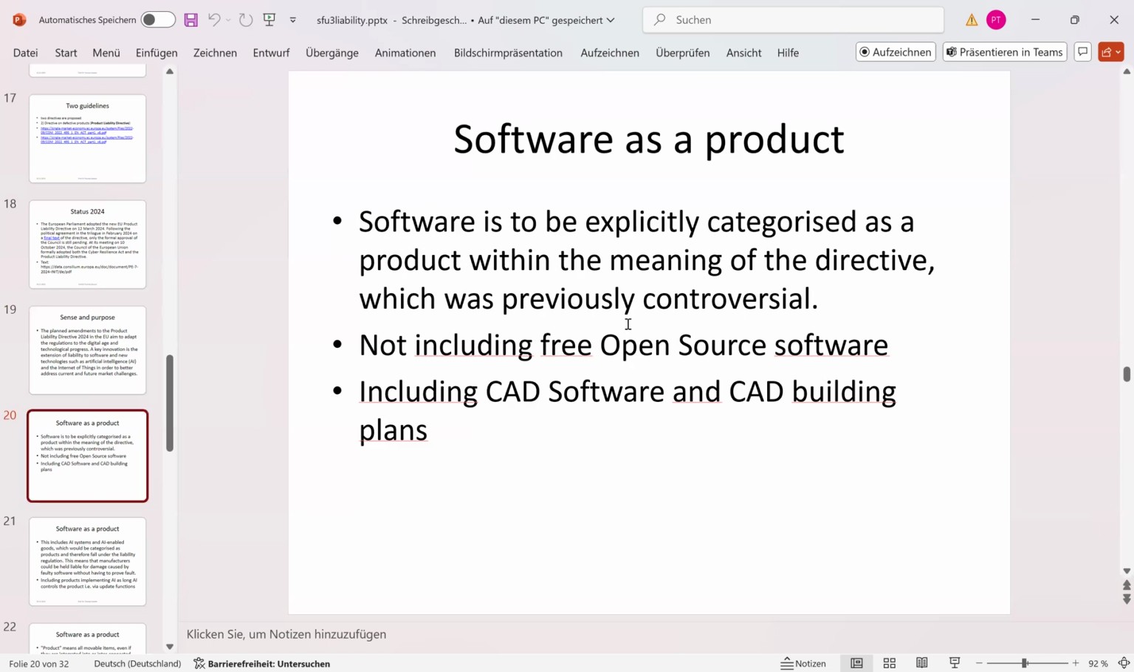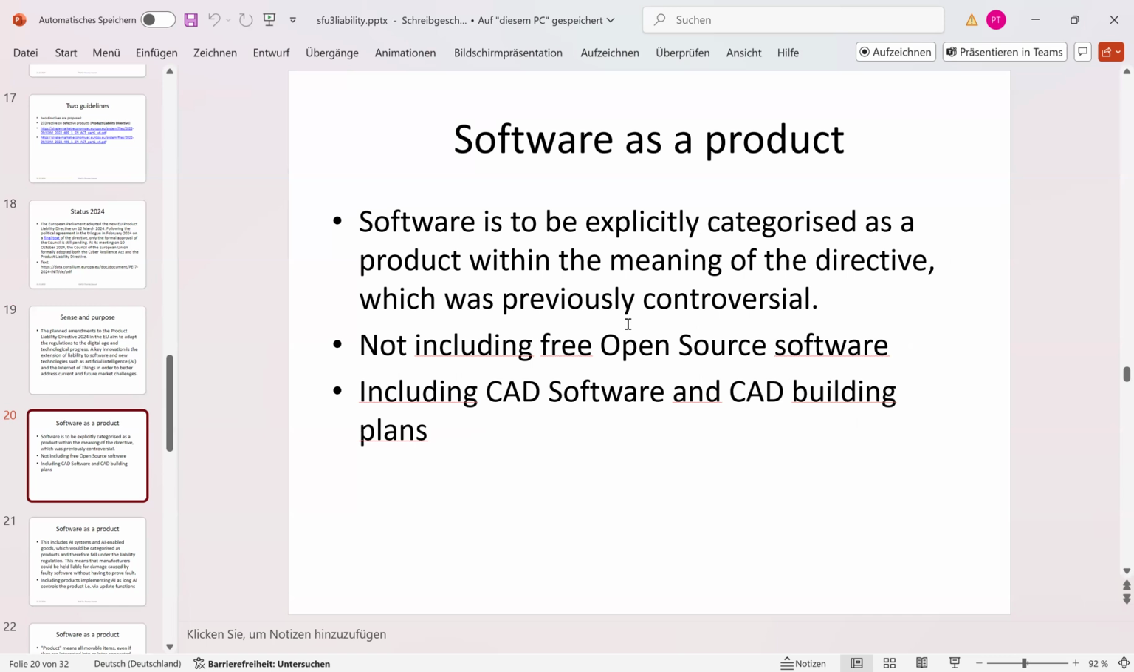So in this new directive, software is explicitly categorized as a product. Excluded from liability is free open source software, but for instance, included is CAD software.